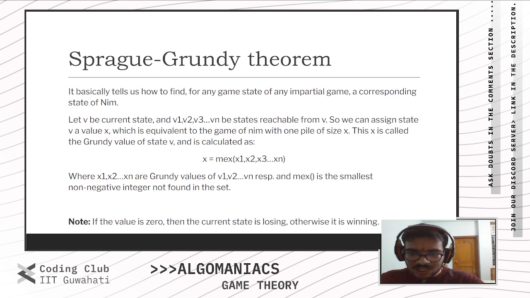like any n possible states. So we can assign state V a value x, which is equivalent to a game of Nim with one pile of size x. This x will be called the Grundy value of the state V, and it is calculated by the formula x equals mex of x1, x2, x3 up to xn, the Grundy values of all possible states it can go to. So that's what I've written. And mex, if you don't know, is the smallest non-negative integer which is not present in the set. Like mex of 0, 1, 3, 4 is 2, because 0 and 1 are present in the set and 2 is not present in the set. So note that if the value is 0, the current state is losing, otherwise it is a winning state.